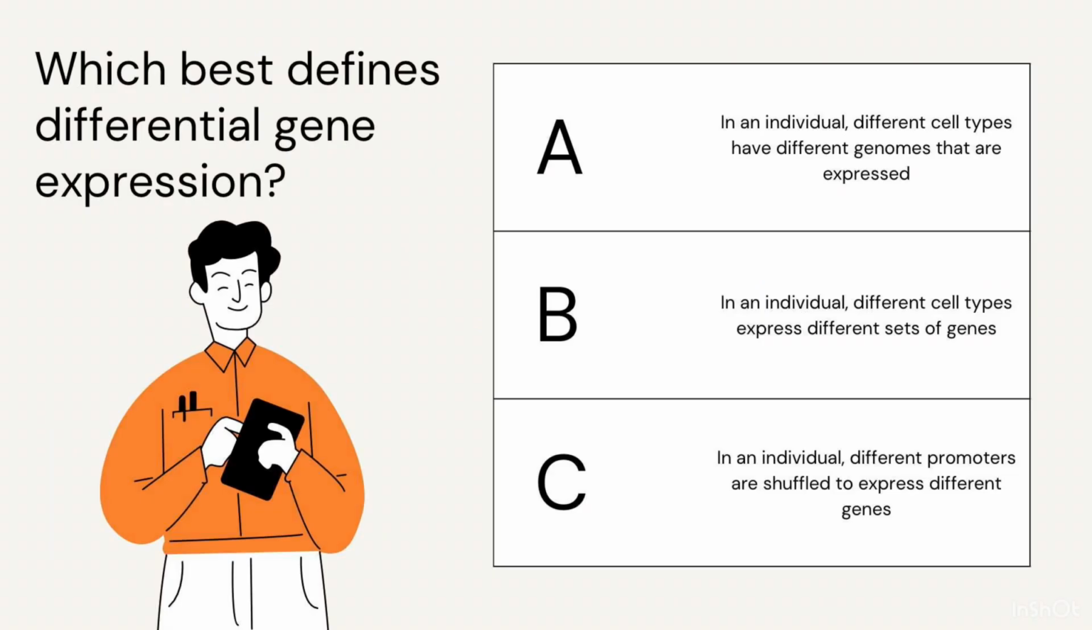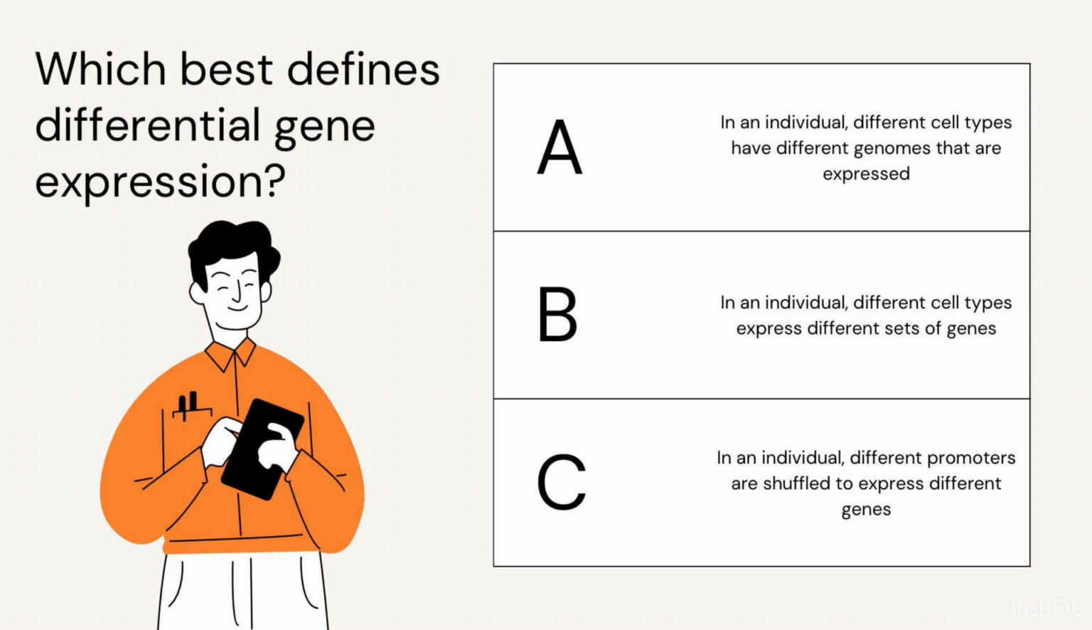Which best defines differential gene expression? So is it A, in an individual, different cell types have different genomes that are expressed, B, in an individual, different cell types express different sets of genes, or C, in an individual, different promoters are shuffled to express different genes? So pause the video real quick, try to answer this on your own.